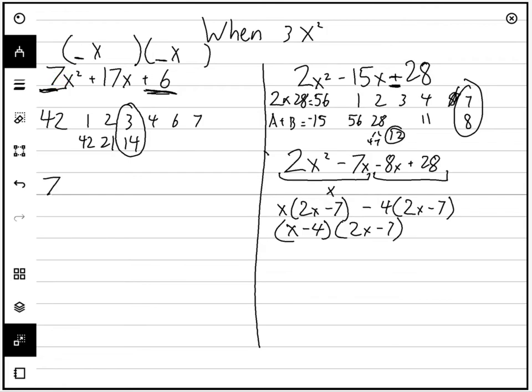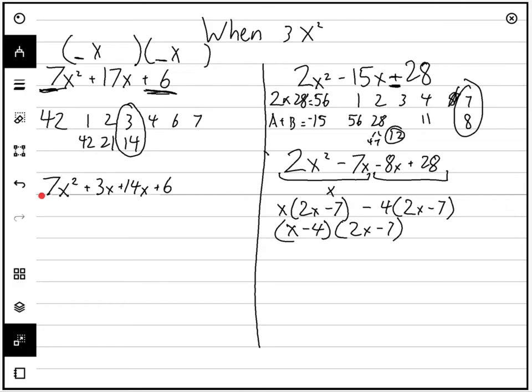So we'll just rewrite the equation. We'll do 7x squared plus, and then the 17, we're going to break it up into two parts. So the 17 is going to become plus 3x and plus 14x. So let's do plus 3x and then plus 14x. And then at the end, we're going to have the plus 6. Okay, so now we've written this equation in a nicer way so we can factor it.